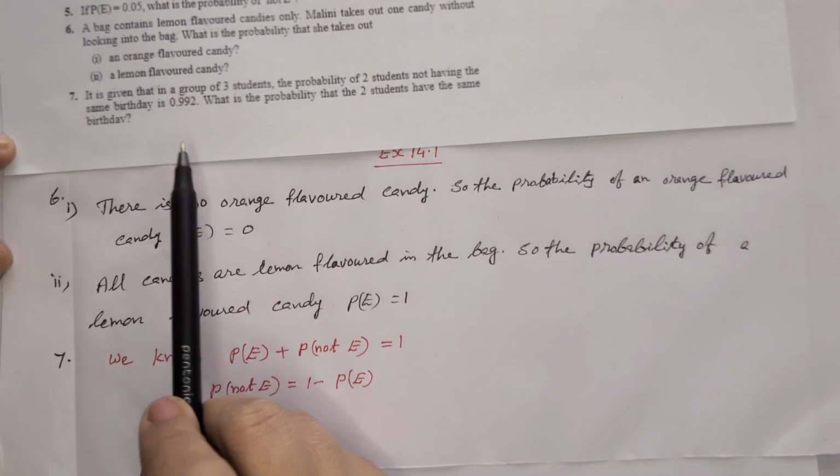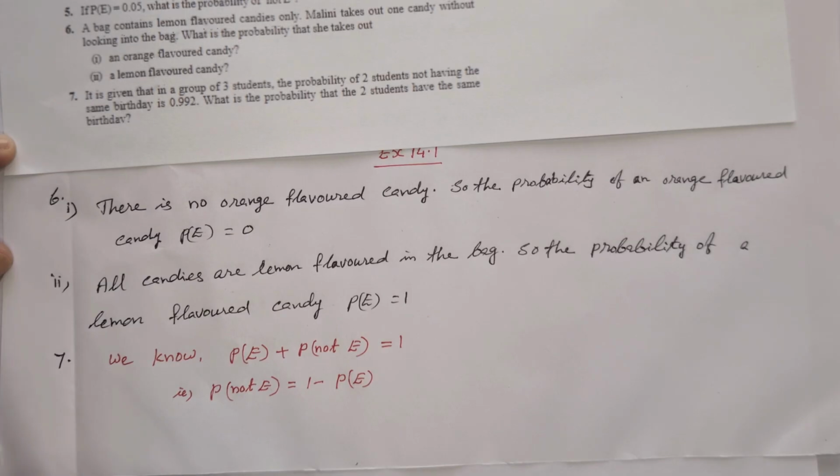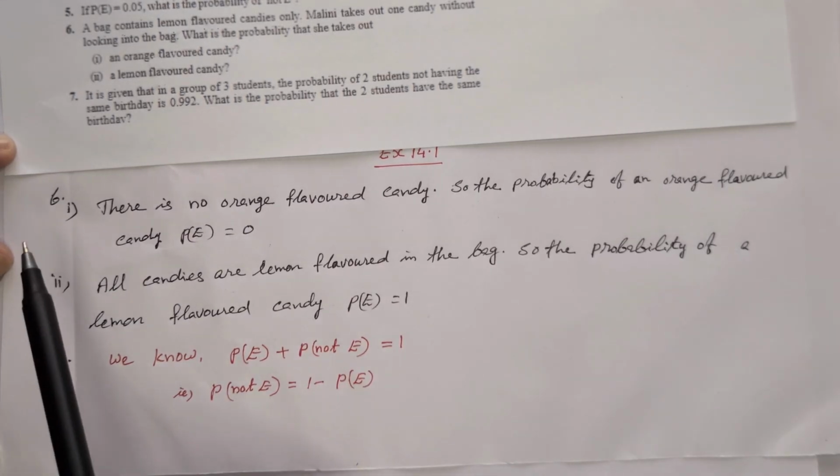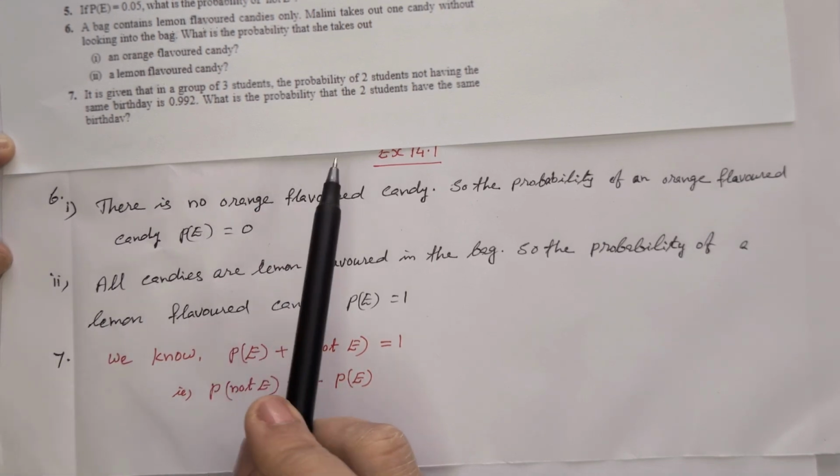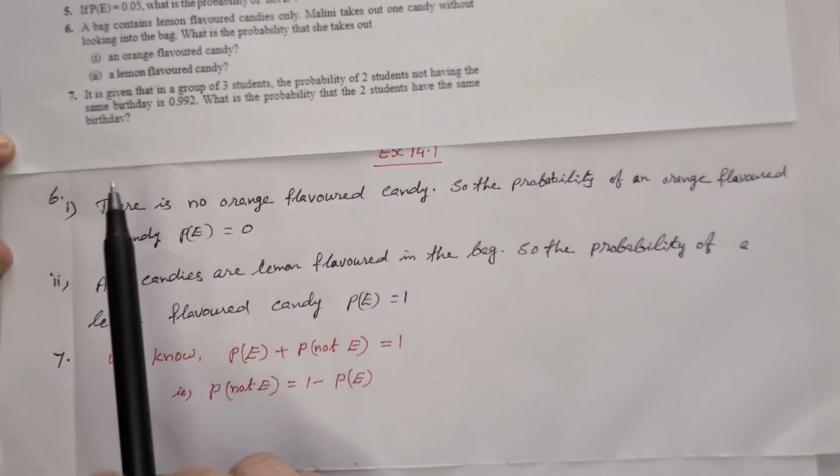Question number 7. It is given that in a group of 3 students, the probability of 2 students not having the same birthday is 0.992. What is the probability that the students have the same birthday?